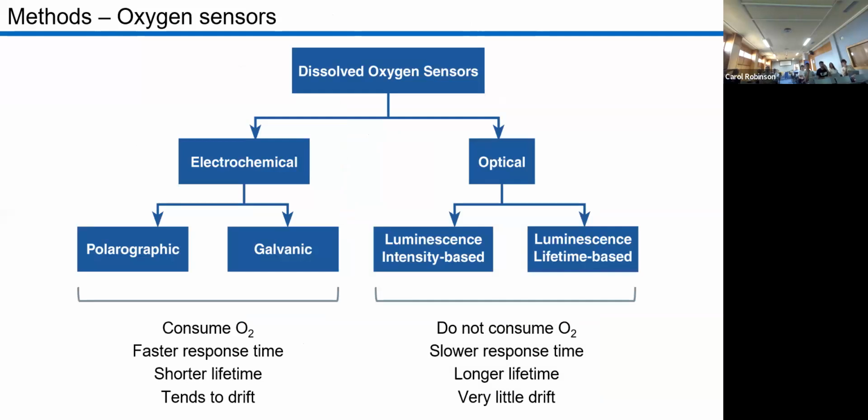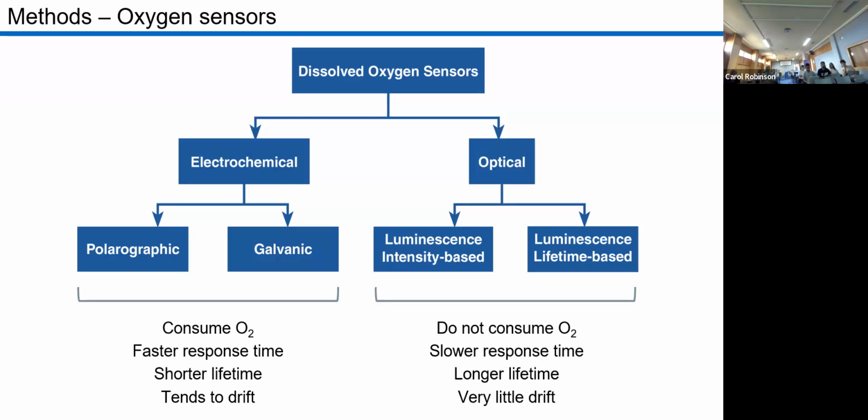Okay, so now we move to sensors. Yeah, back to Matthieu. Last tool. So oxygen sensors. We have two main types of oxygen sensors: electrochemical and optical sensors. So in an electrochemical sensor, the oxygen molecule permeates through the sensor membrane and undergoes a chemical reduction reaction. And this reaction produces an electrical signal that is proportional to your dissolved oxygen concentration in your sample.